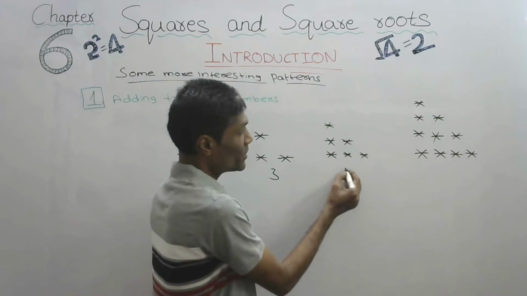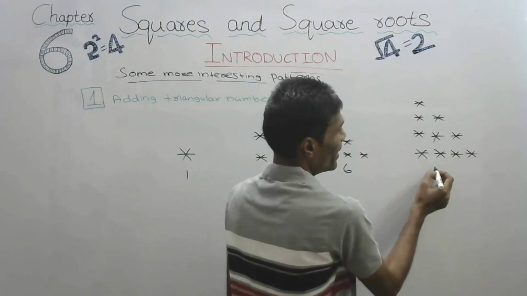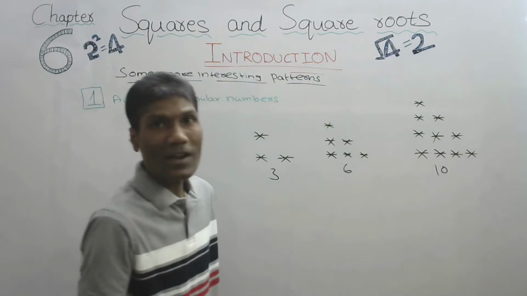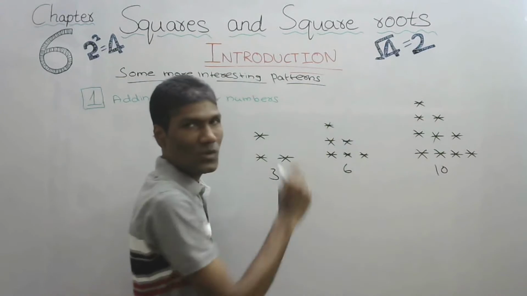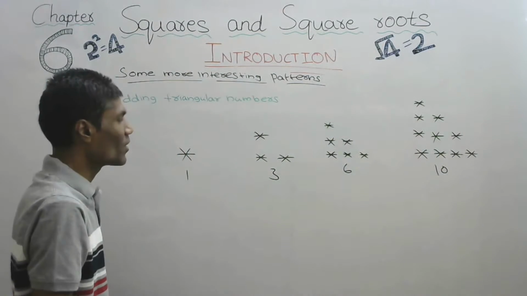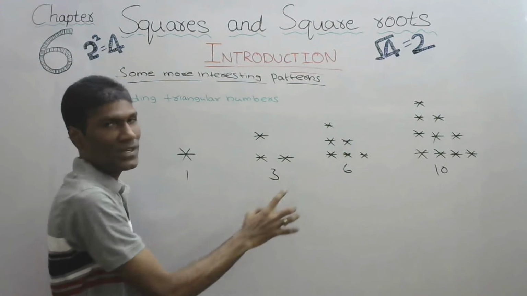3, 4, 5, 6, 4, 7, 9, 10. So these are called triangular numbers. These are in the form of triangles. Okay. Now what we will do is see. 1 is there, 3, 6, 10.